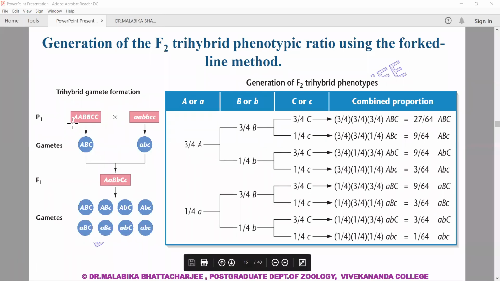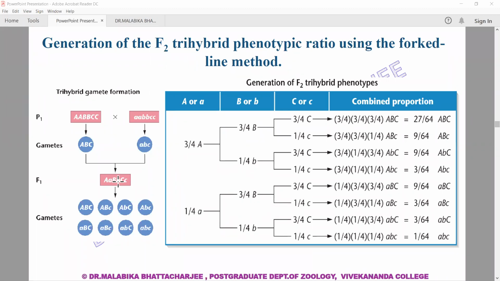So let us see. This is a trihybrid gamete, so capital A, capital B, capital C, and we have small a, small b, small c. Gametes get separated, and in the F1 there is a cross. When you cross these gametes, you will get a combination like this. So we have capital A, small a, capital B, small b, and capital C, small c. And these are all the possible gametes that can be obtained from this. But to ease our workflow, let us assume what would be the proportions.